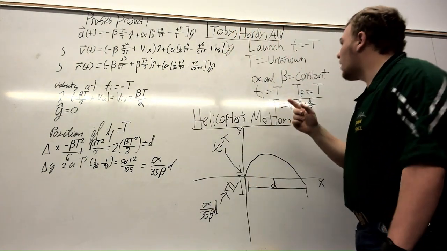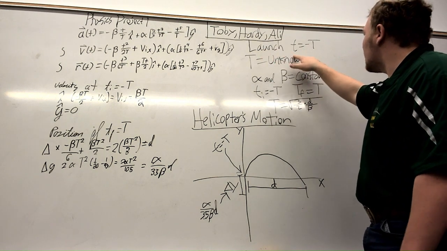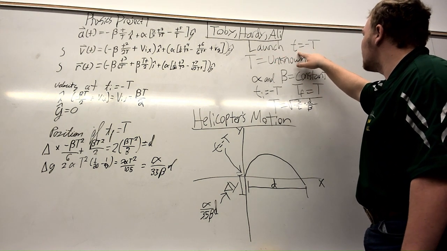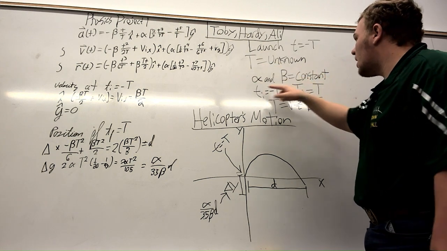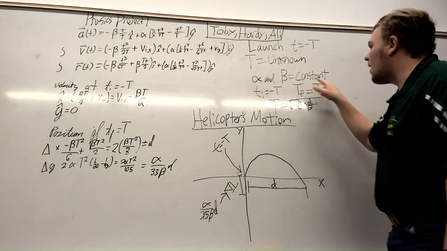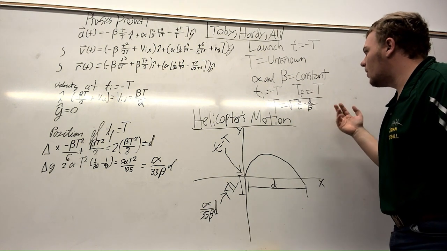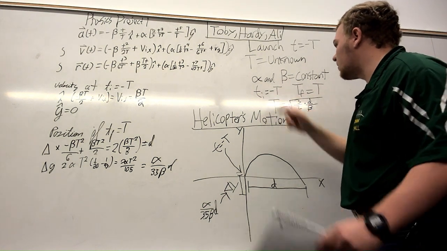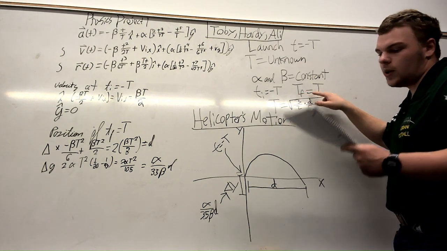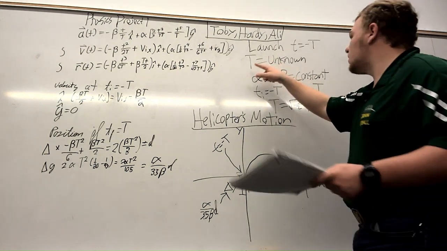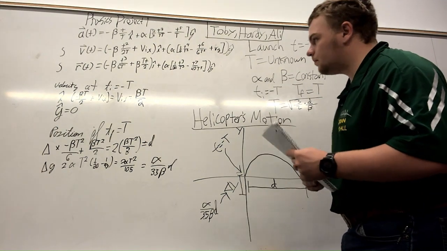From there, we also know that the launch time is equal to t initial, which is equal to negative T. T is unknown, and alpha and beta are constants that we know that don't have a number associated with them. We also know that t final will equal T, but since we don't know T, we need to find out what that is.